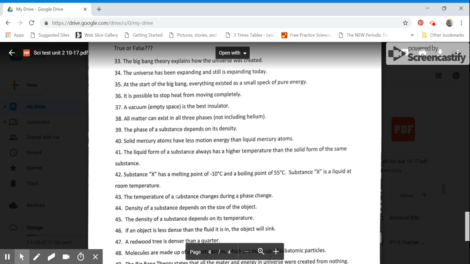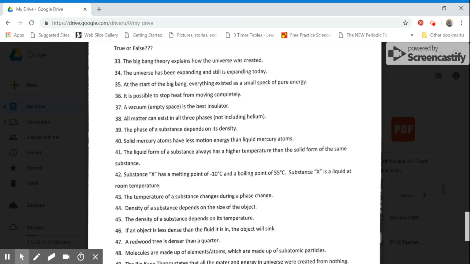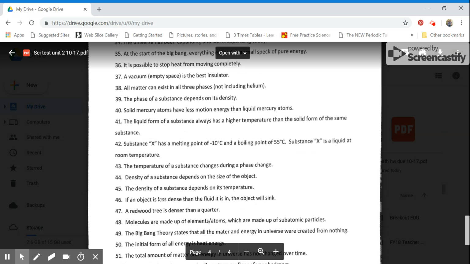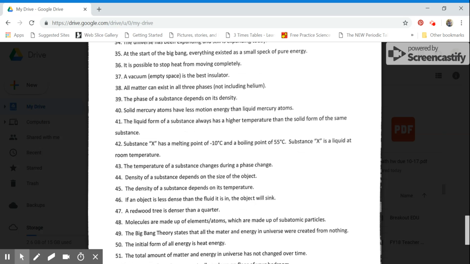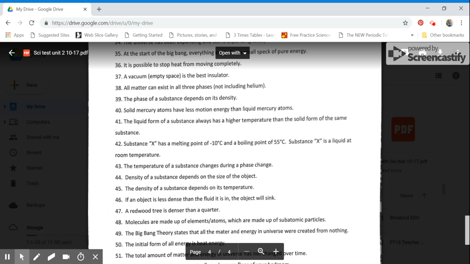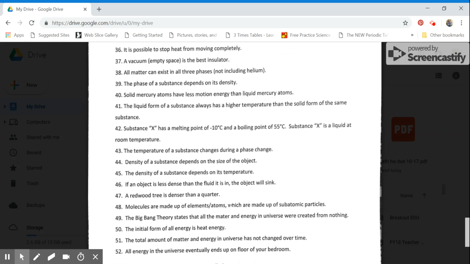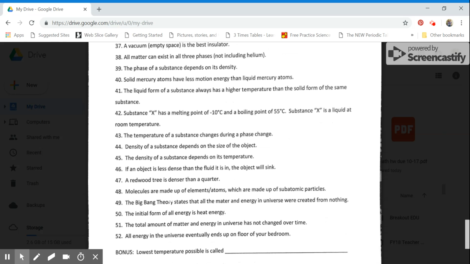43. The temperature of a substance changes during a phase change. 44. Density of a substance depends on the size of the object. 45. The density of a substance depends on its temperature. 46. If an object is less dense than the fluid it's in, the object will sink. 47. A redwood tree is denser than a quarter. 48. Molecules are made up of elements and atoms, which are made up of subatomic particles.